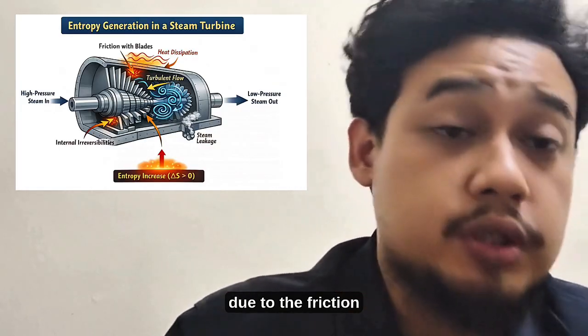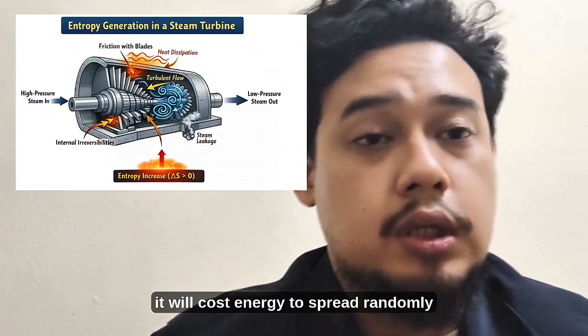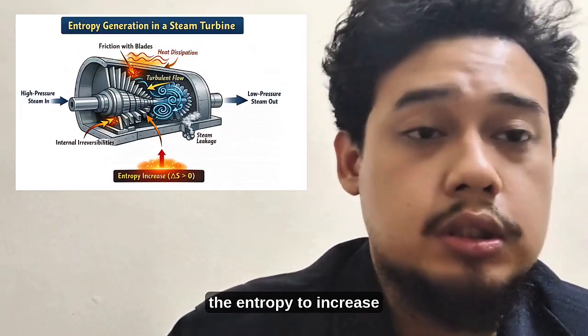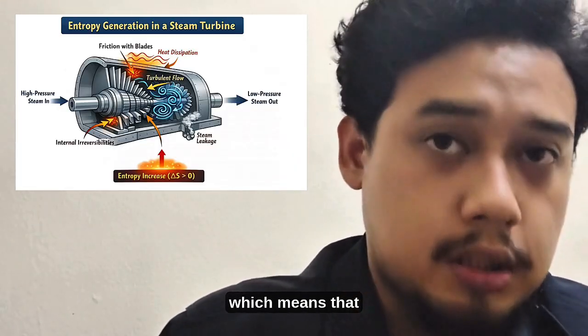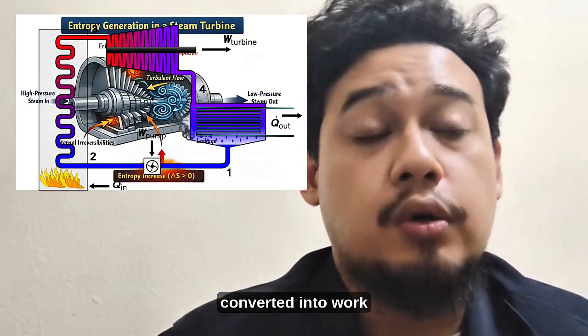Due to the friction, turbulence, and also the irreversibilities, they will cause the energy to spread randomly in the turbine, which will cause the entropy to increase. Which means that less energy will be available to be converted into work.